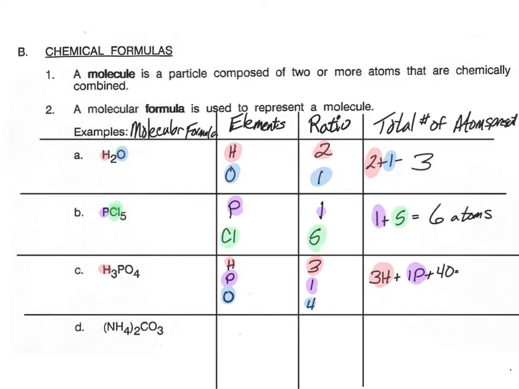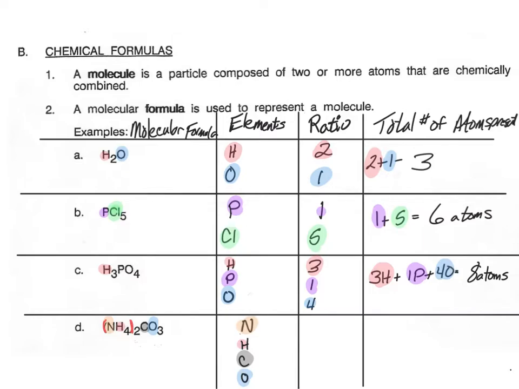Now the last one has something that's a little bit different, and it has parentheses in it. So looking at letter D, we see open parentheses, NH4, close parentheses, subscript 2, and then CO subscript 3. So we can tell what the different elements are by just looking at each part. We see that there is nitrogen, hydrogen, carbon, and oxygen. And again, you should know all of those elements already, so hopefully that makes it easier to spot.